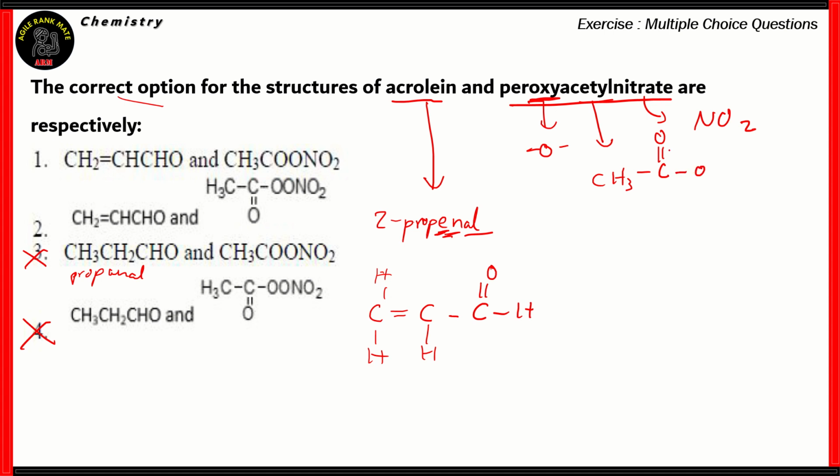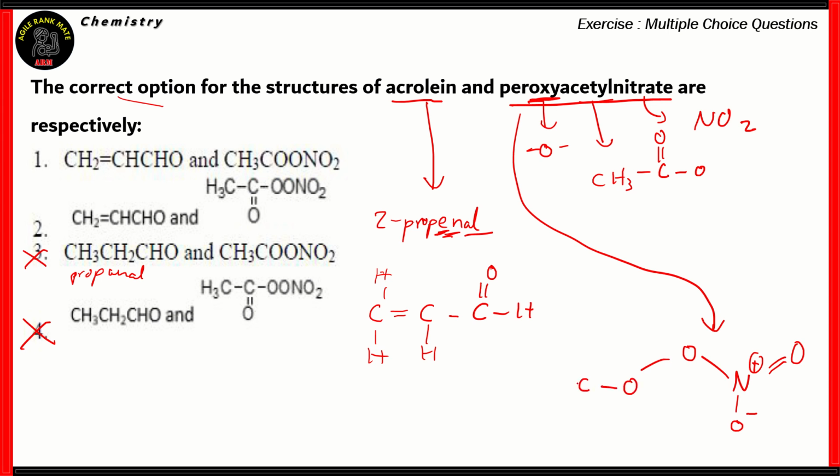So therefore, peroxyacetyl nitrate would have the structure like this. So it has N plus, an O minus, then a double bond to another O, and then there's a third O that connects it to the carboxyl group of the acetyl. So this here is the structure of peroxyacetyl nitrate.